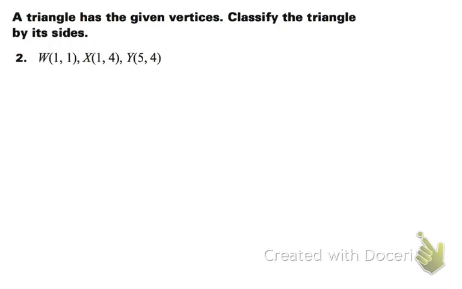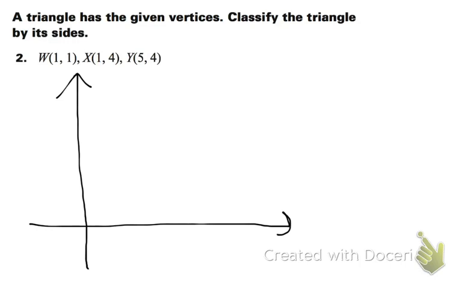Alright, next one. Okay, the point 1, 1. And the point 1, 4. So 2, 3, 4. Notice how I'm trying to space them all the exact same amount. Then 5, 4, so over by 1, 2, 3, 4, 5. Right there.